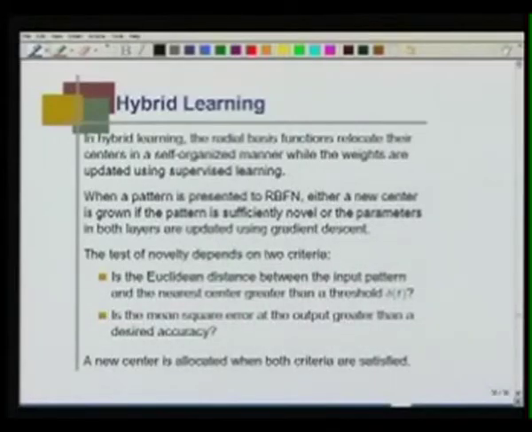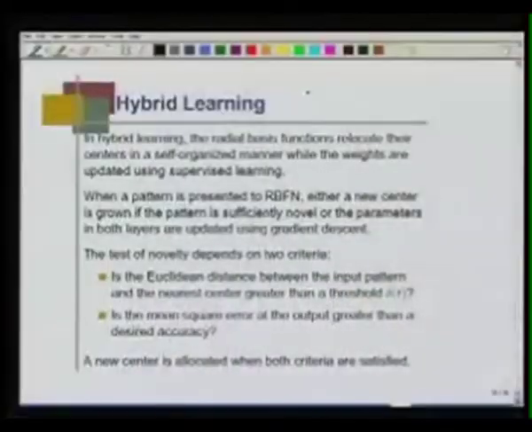We talked about two different learning methods, pseudo inverse and gradient descent. Now, we will talk about a new kind of learning that is normally employed for radial basis function networks, which is called hybrid learning. What is hybrid learning? The centers and weights are separated.